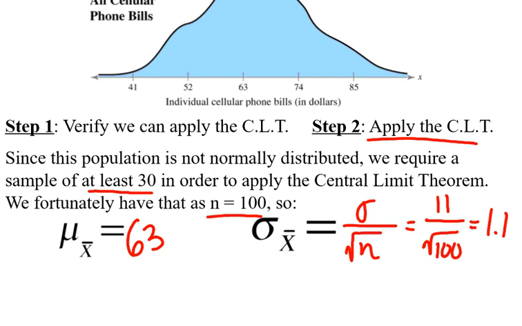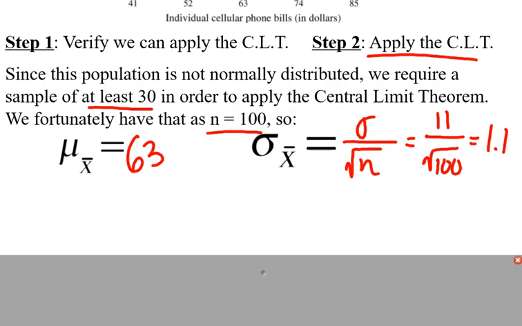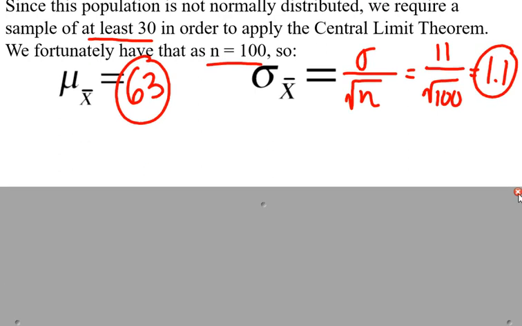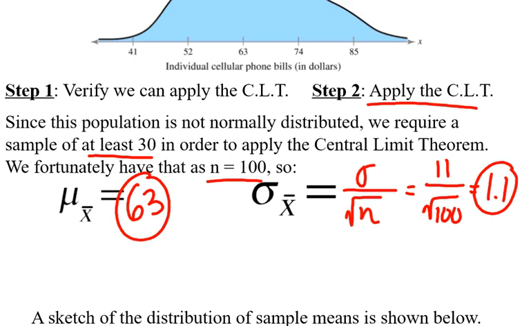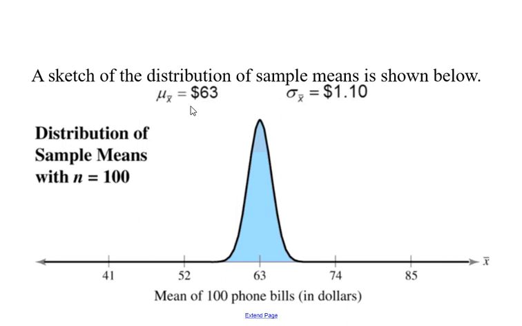So my distribution for the sample means will have an average of 63, but it will be far more narrow because I am zooming in on the average. If I look at what the actual distribution is, it looks like this. Far more normal than the situation we had up above. So I see the average is 63, and the standard deviation is $1.10 for the distribution of sample means.